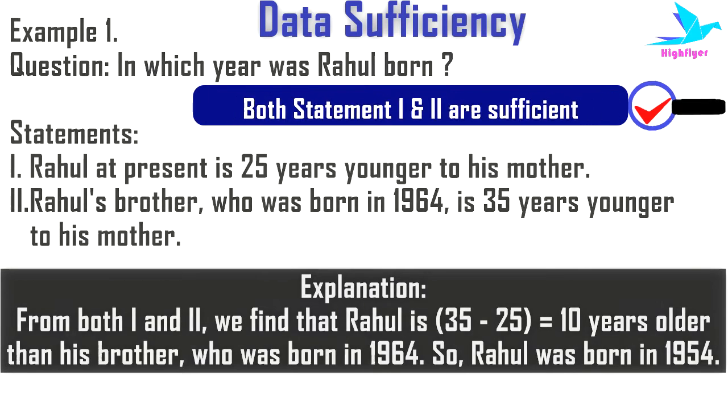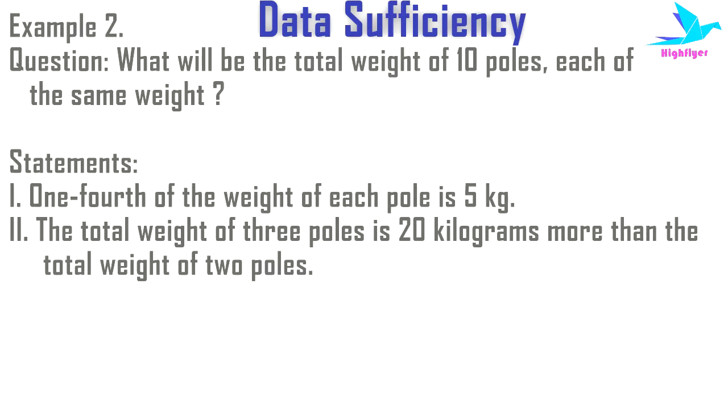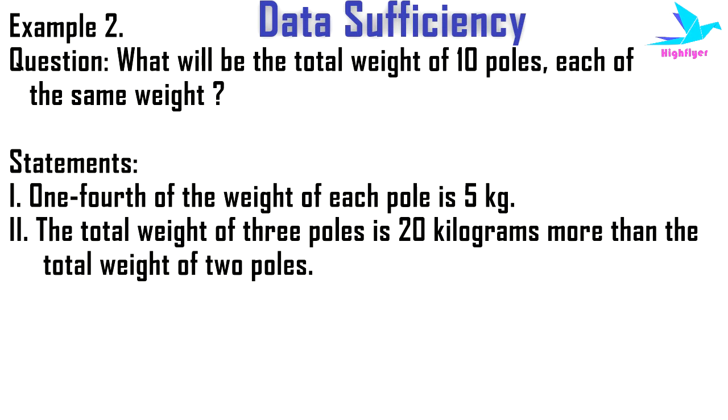Then we'll see the second example. Here the question is, what will be the total weight of 10 poles, each of the same weight? And the statements are, first statement is 1/4 of the weight of each pole is 5 kg, and the second statement is the total weight of 3 poles is 20 kg more than the total weight of 2 poles.